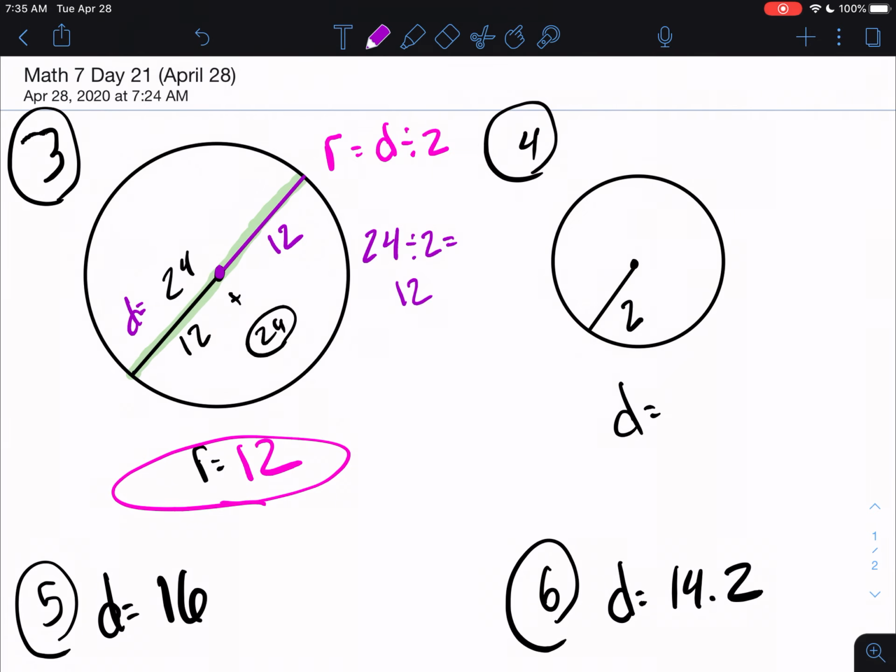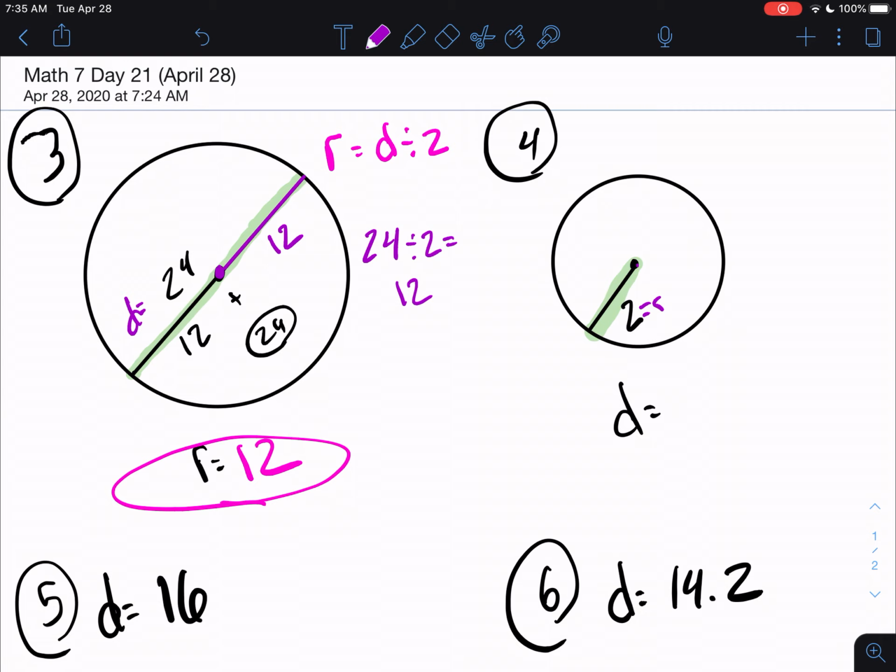All right. So now what if it's the other way? So here we see from center point out to the edge. That's the line we see, and that's apparently 2. How do we figure out what that 2 is? Well, it's not the diameter because it doesn't go all the way across. This 2 represents the radius.